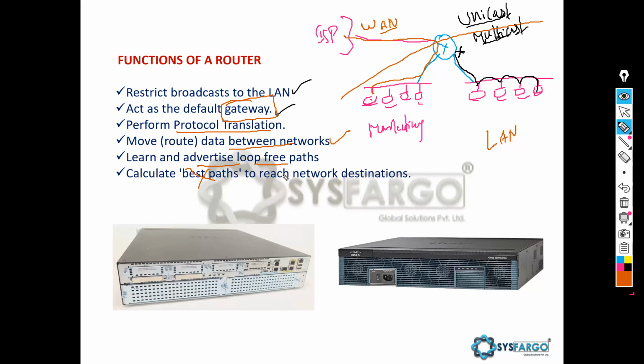Every protocol has its own metric to select the best path. After selecting the best path, it will send the net traffic. Whatever traffic you have, it is going to carry that. So that's the function of a router. We use a router to connect two different networks.